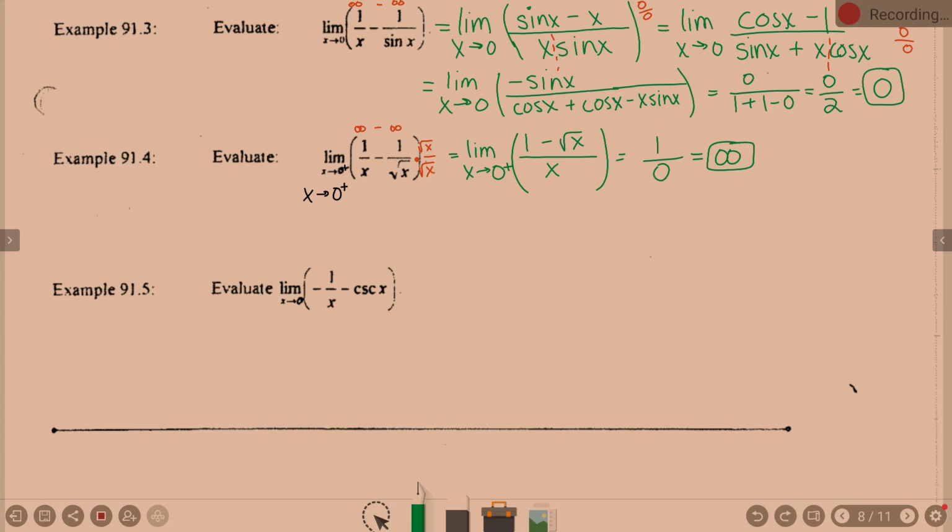Okay. One more. Evaluate the limit as x approaches 0 of negative 1 over x minus cosecant x. So we can work with a single fraction, just smush it together.